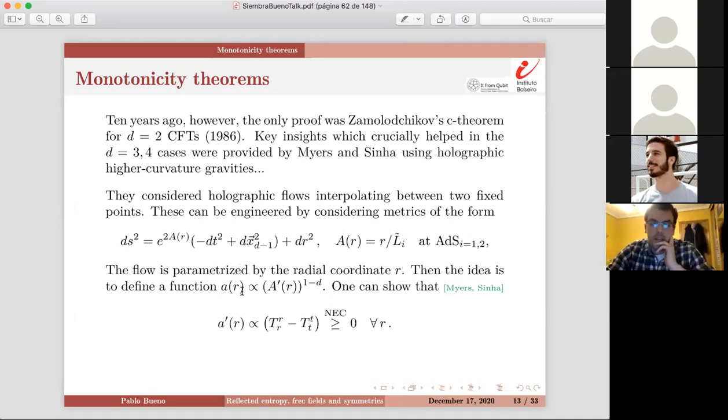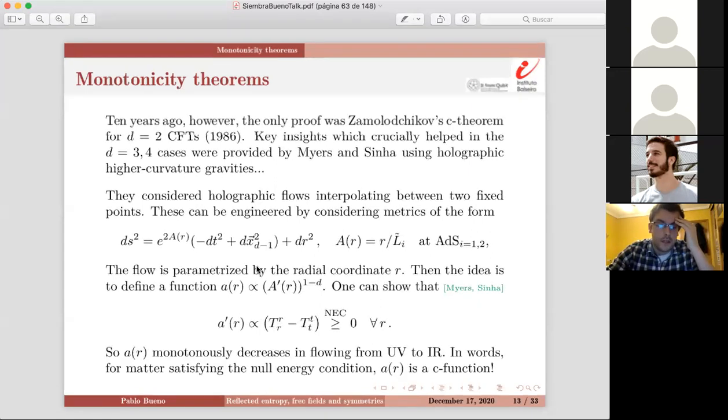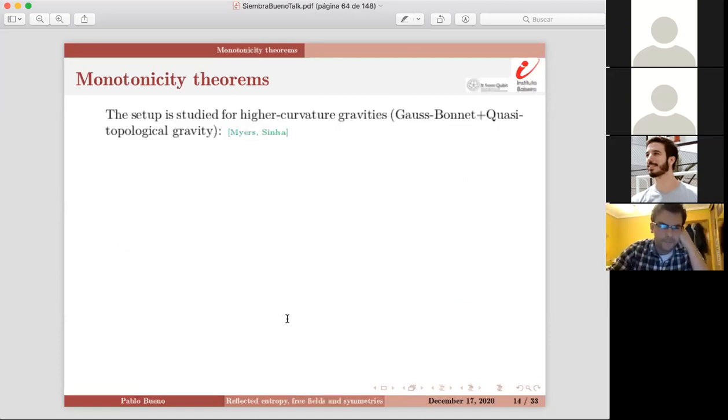The idea is that you can define a function that depends on this metric function here, such that, using Einstein's equations or whatever gravitational equations you have, if the null energy condition for the matter is satisfied, then the first derivative of this thing is positive for all R. Or in other words, this function is monotonically decreasing along the radial coordinate, along the RG flow. In other words, A(R) is a C function, which is what you were looking for. This is more or less the idea.